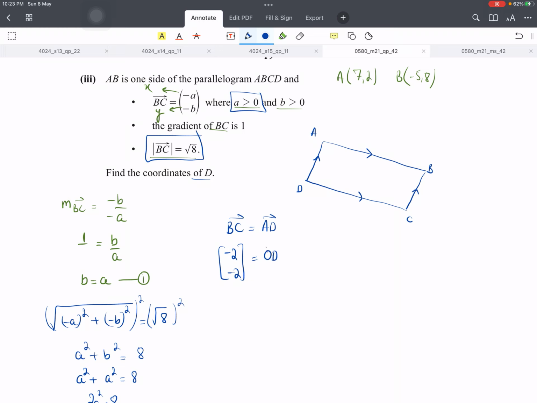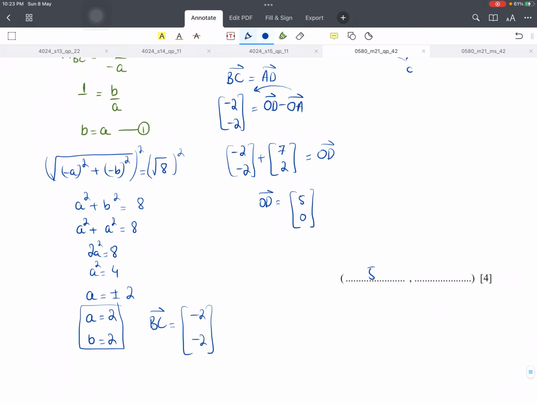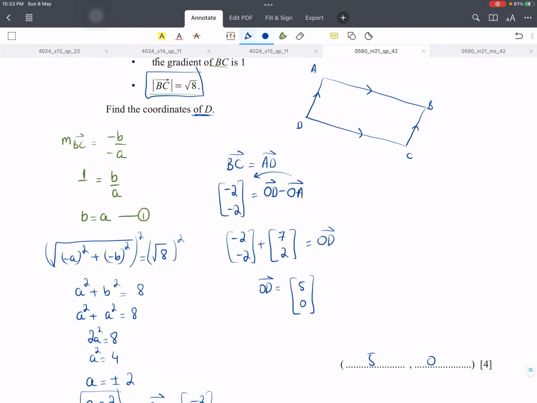Now AD can be written as OD minus OA, because we somehow need to find the coordinates of D. So if we can find OD, we have the coordinates of D, which means OD is minus 2 plus OA. Now I'm going to replace OA with its actual coordinates, 7 and 2, which gives me OD, and we're almost there. So OD is equal to minus 2 plus 7 is 5, and minus 2 plus 2 is 0. So there you go. We now have the coordinates of D, 5 and 0. And that's the end of the question, and I hope you guys have understood this.